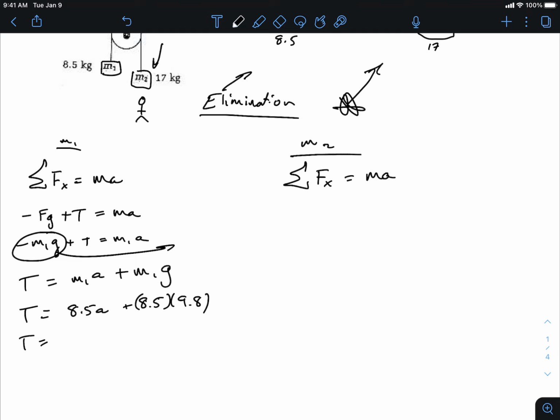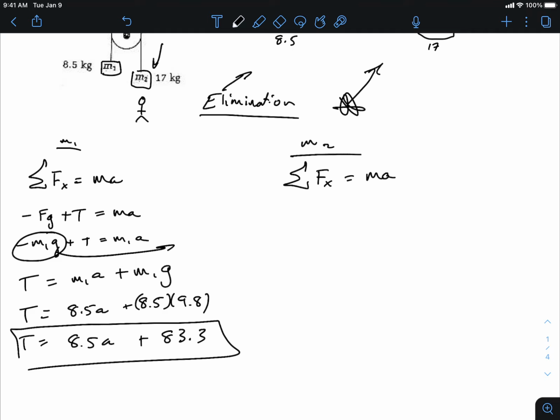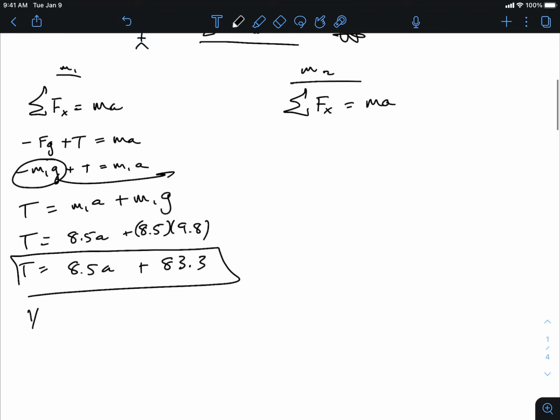Should be 83.3, I think. So 8.5A plus 83.3. Okay, now this looks like a nice, it doesn't matter that it's T and A, it could be y equals mx plus b. That's all it is. All right, so just leave it.